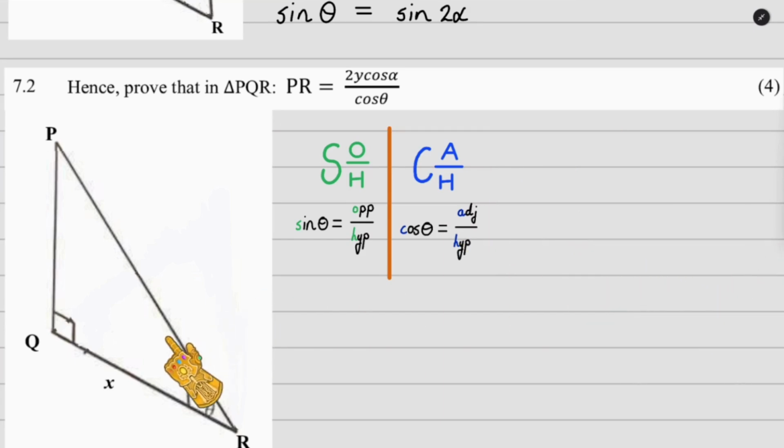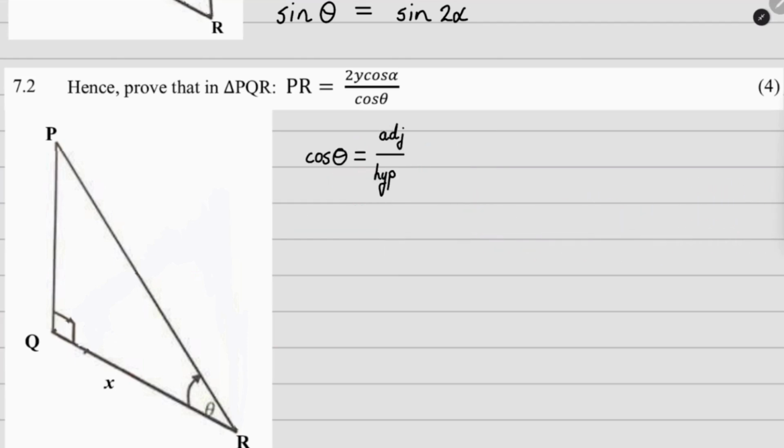And we also want to tie in the information we have. So we've got to use this x somehow. And x is the adjacent to my angle. It's adjacent, or next to, this theta. So we will be using cos because we have the adjacent and we want the hypotenuse. Okay, so this is already our angle theta. The adjacent side is just x, so we fill in x there.